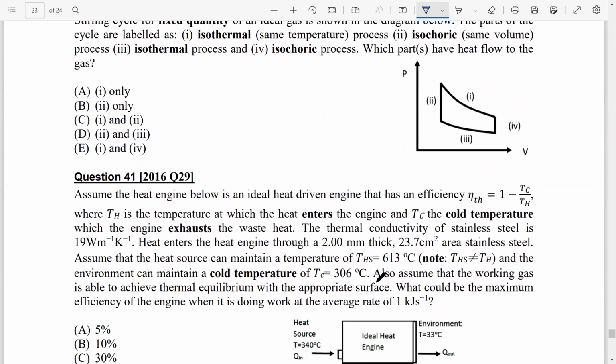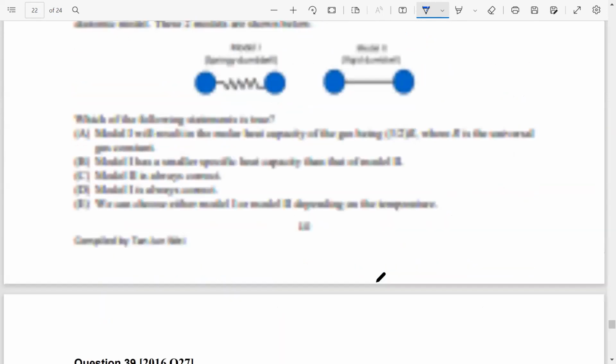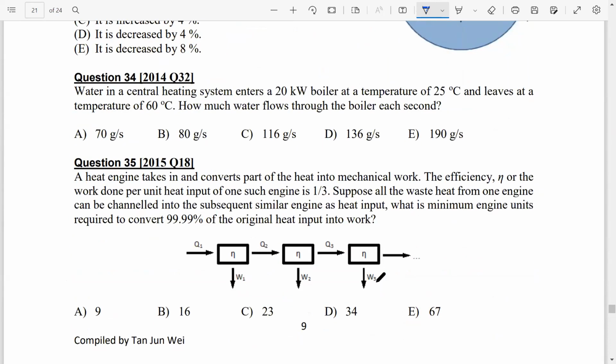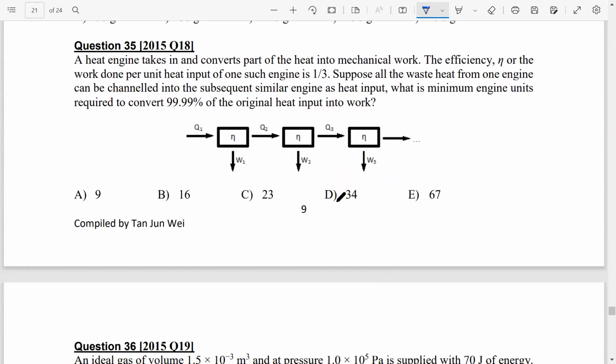Okay, take a quick look, finish already. Okay, all these are quite interesting. You might want to try a simple one. So let's try question 35. Okay, this is on a heat engine, so you can take a quick look. Okay, a heat engine takes in heat and converts part of it into mechanical work, and the efficiency is 1/3. Suppose all the waste heat can be channeled into a subsequent similar engine as heat input. What is the minimum number of engine units required to convert 99.9% into work?